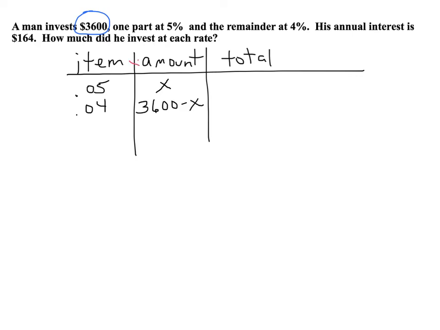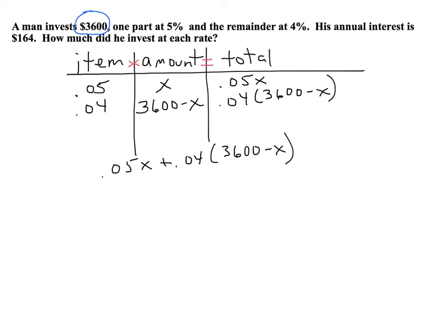Once again, to get the total, I'm going to multiply these two. On the first row, my total is 0.05x. In the second row, my total is 0.04 times 3,600 minus x. My equation would then be 0.05x plus 0.04 times 3,600 minus x has to equal the value. The value is $164 because that is the amount of interest that he is getting by investing part of it at 5% and the remainder at 4%.